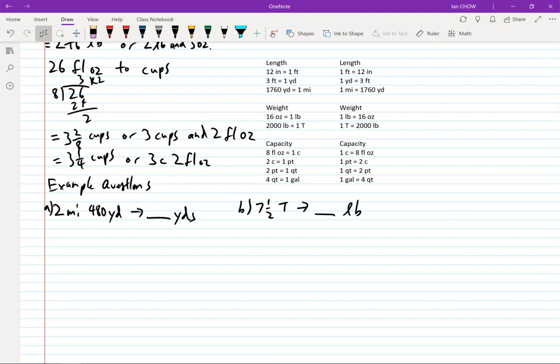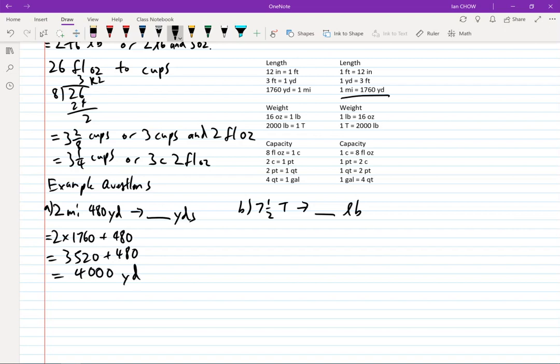And so in order for us to change the 2 miles and 480 yards into just yards, 1 mile is 1,760. So the 2 miles will be 2 times 1,760 plus the additional 480 yards. And so that is equal to 3,520 plus 480. Once we add them together, that's going to be 4,000 yards in total.